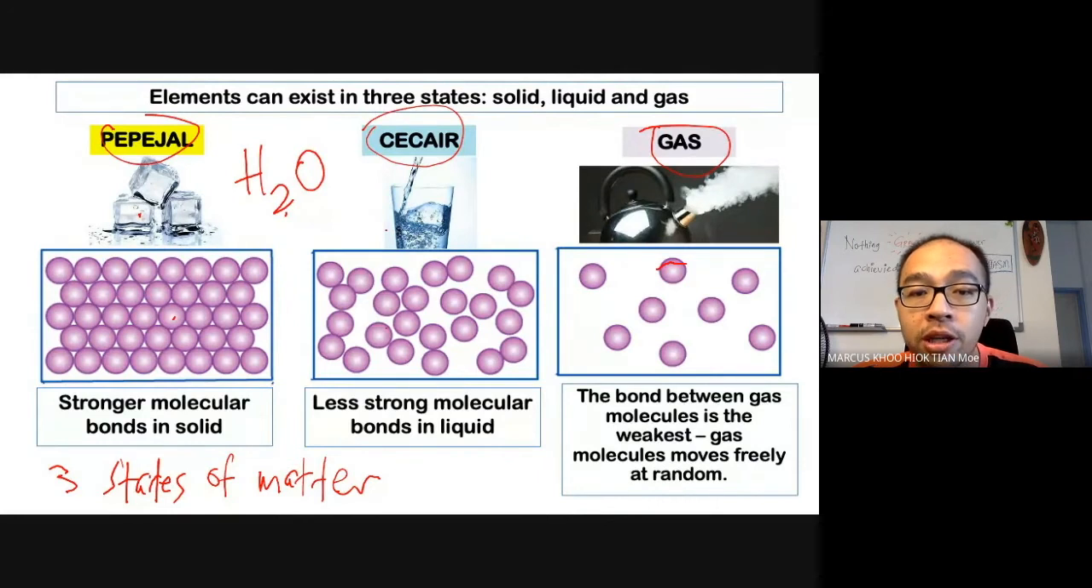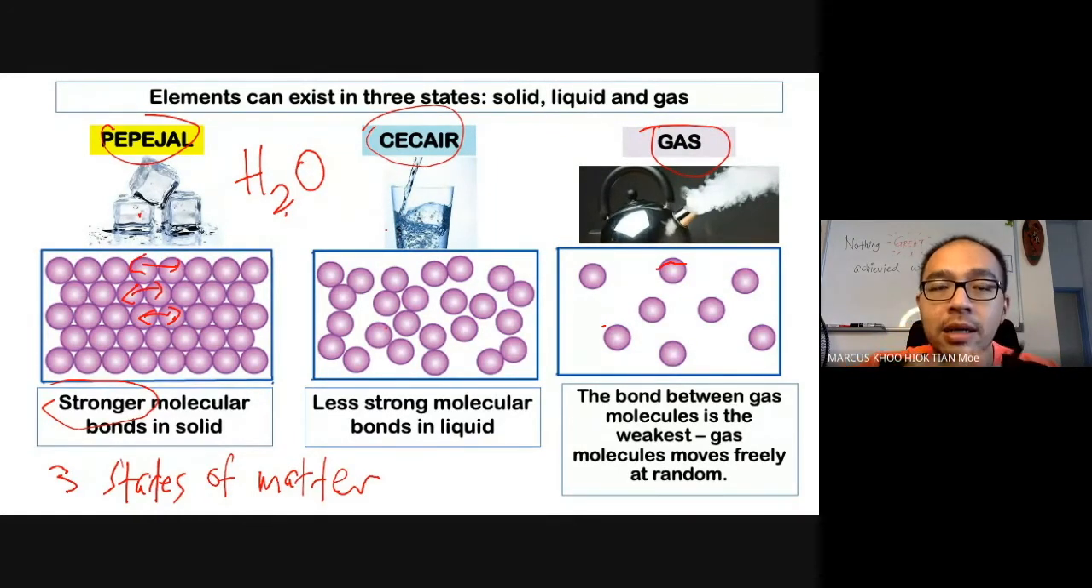Okay. Now the most important thing that we need to understand from these three states of matter is how the molecular bonds are. In the solid, the molecular bonds are very strong because they're very near to one another. So their bonds are very strong. Okay, they are linked to one another. Okay, so they're very strong. In liquid, they're not as near as solid. Okay, so they are less strong. They are strong, but they are less strong. Okay, the less strong molecular bonds in liquid.